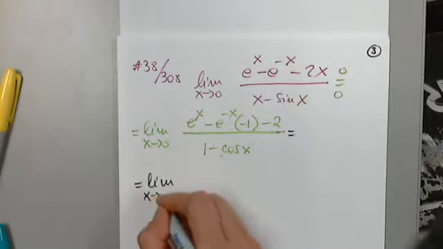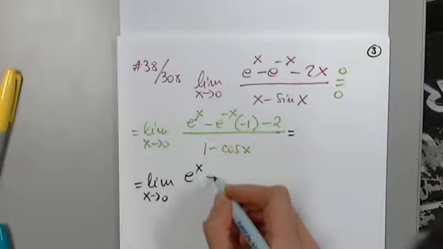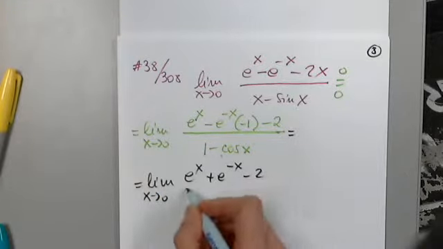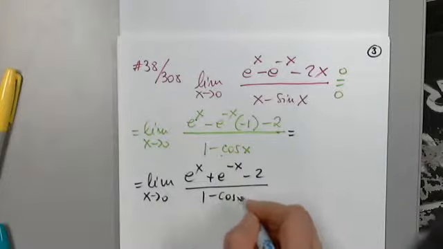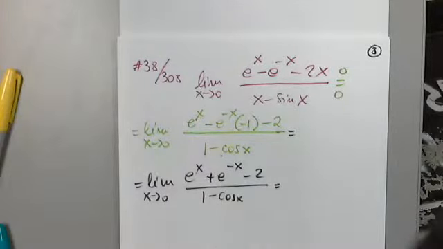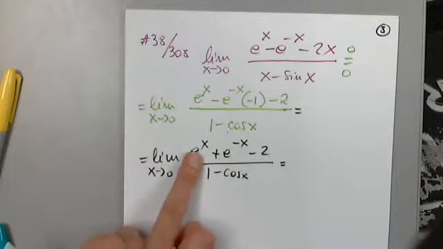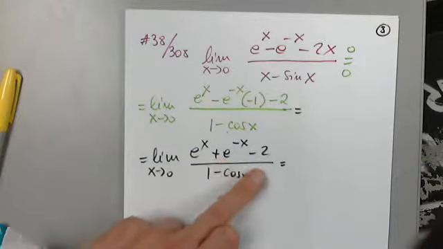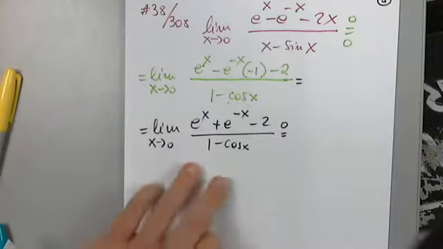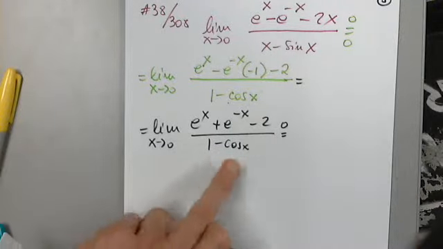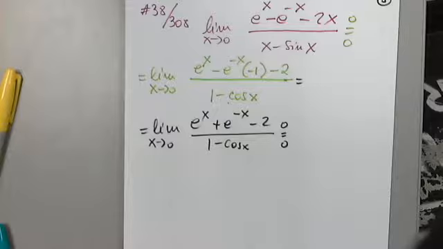So limit as x approaches 0, e to the x plus e to negative x minus 2 over 1 minus cosine x. I have to test again. I don't know how to proceed. I have to test. With 0, this is 1. With 0, this is 1. 2 minus 2 is 0 again. And cosine 0 is 1. 1 minus 1 is 0. So this is like starting all over with a different function. It's a limit, it's a ratio, it's 0 over 0. I will apply L'Hopital's rule.